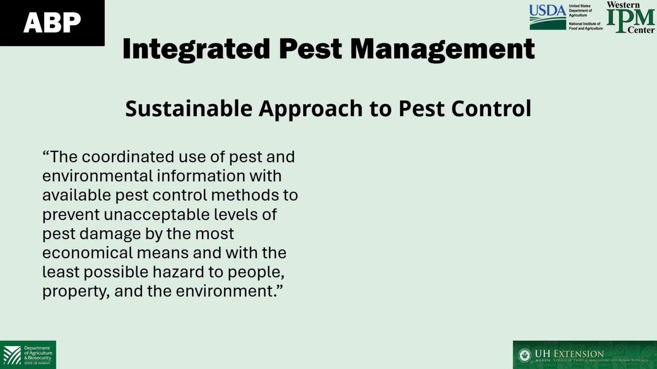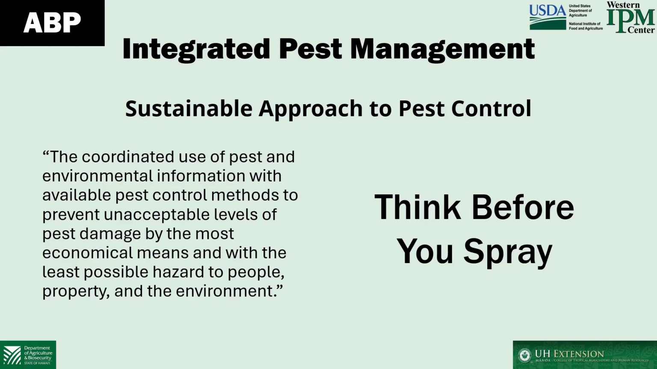Okay, integrated pest management. This is a sustainable approach to pest control. I am now going to quickly read the very long, wordy definition. It is the coordinated use of pest and environmental information with available pest control methods to prevent unacceptable levels of pest damage by the most economical means and with the least possible hazard to people, property, and the environment. Otherwise known as think before you spray.